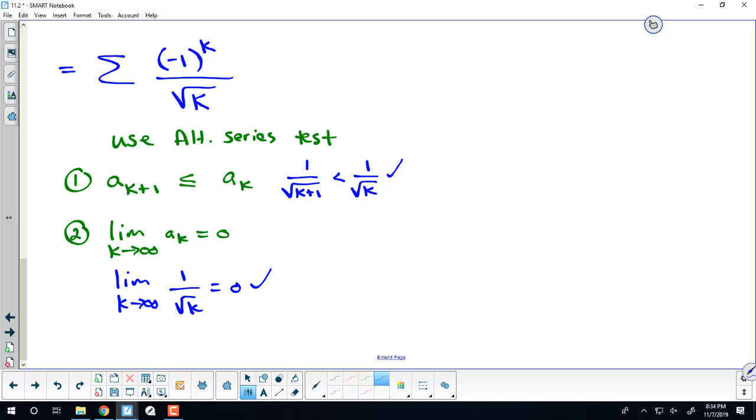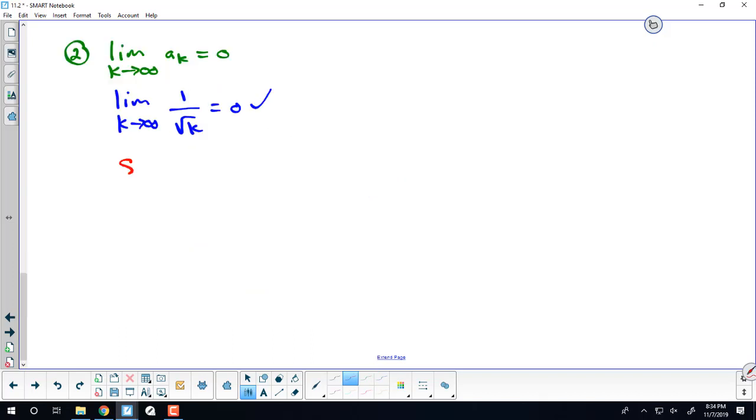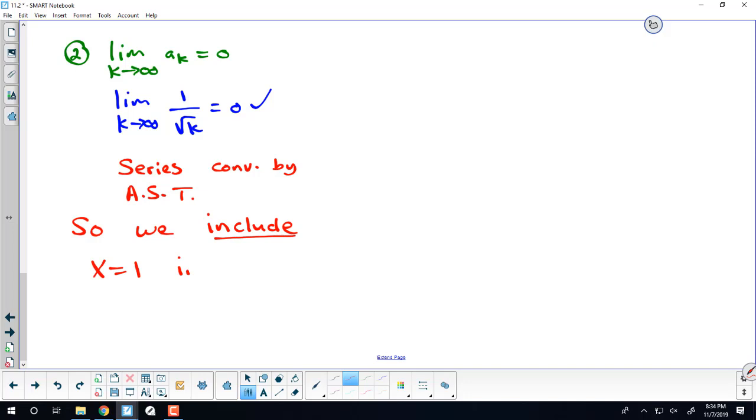So we have a convergent alternating series when x is 1. Converges by the alternating series test. So we include x equals 1 in the interval of convergence.